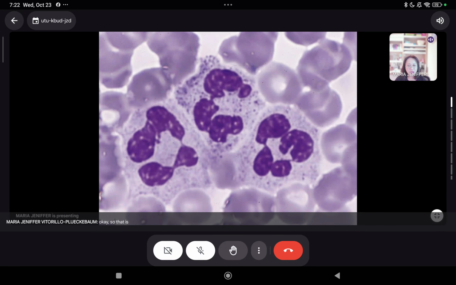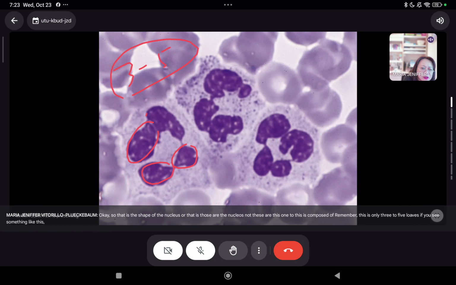Okay, so that is the shape of the nucleus. This is composed of, remember, only 3 to 5 lobes. If you see something like this, these are the lobes of the neutrophils.